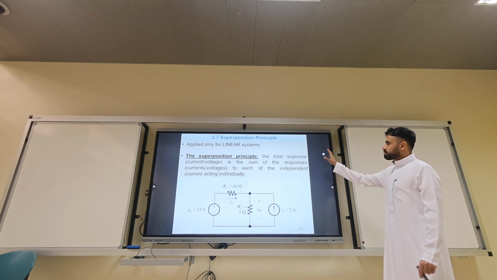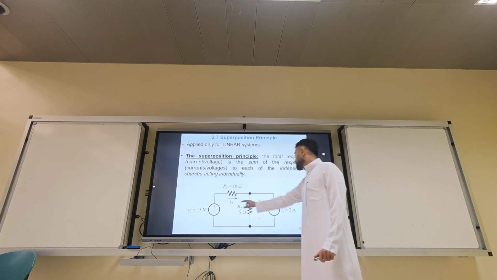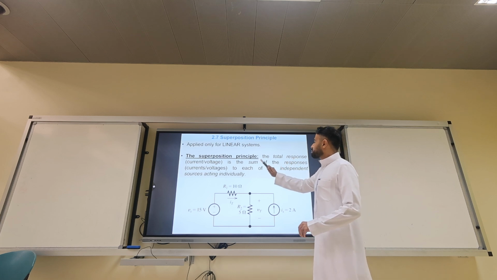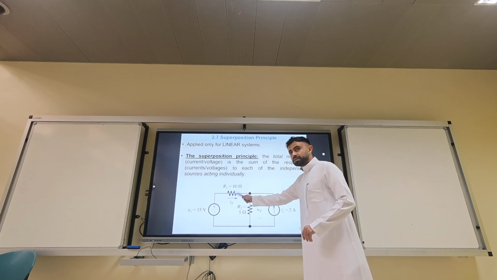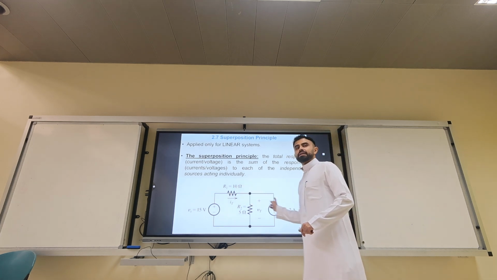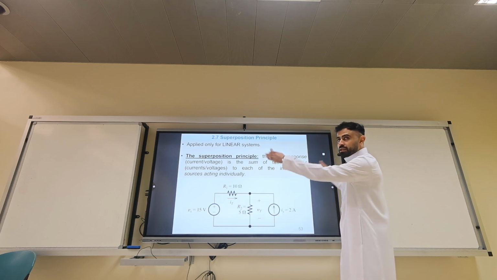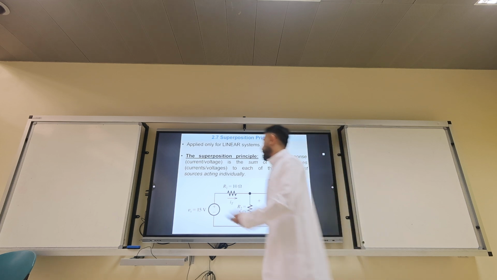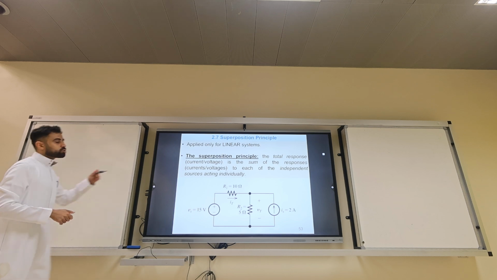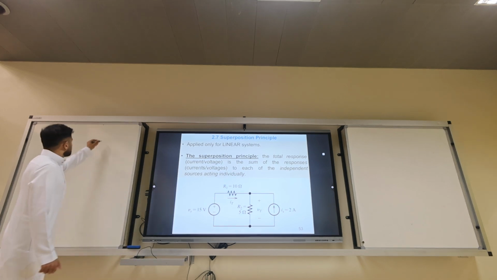What is the principle? The total response, either current or voltage, for example IT, VT, is the sum of the response for the same quantity by having one source at a time. In other words, this problem, we should split into two problems. Problem 1 should be with the voltage source only. So how to kill the current source? Open circuit.